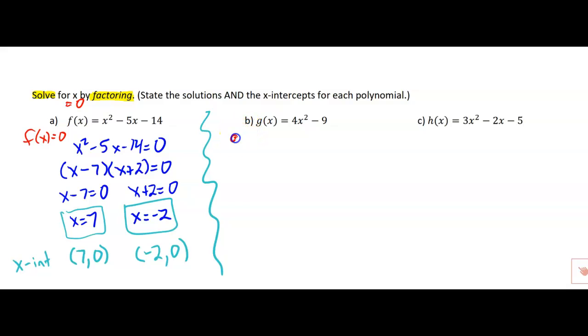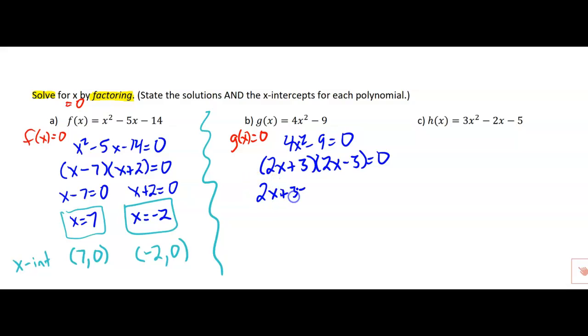So one more example. G of x equals 0. That means 4x squared minus 9 equals 0. That's a difference of perfect squares because 4x squared is squaring 2x and 9 is squaring 3. So I should know that my factor set is going to be 2x plus 3, 2x minus 3 equals 0. Setting each factor equal to 0, 2x plus 3 is one choice. 2x minus 3 equals 0 is the second choice.